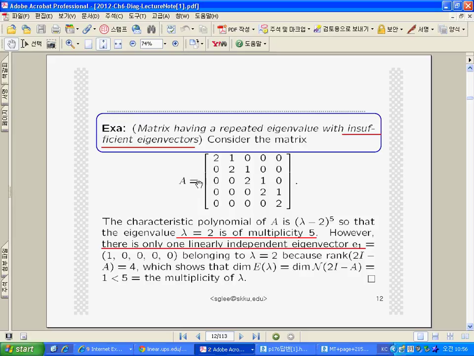The problem is this: a matrix having a repeated eigenvalue with insufficient eigenvectors. Suppose you have a matrix like this. This matrix has the eigenvalue 2, whose algebraic multiplicity is 5. But if you solve the linear system AX equals 2x, you will find only one linearly independent vector in the null space of 2I minus A. So in that case, you only have one linearly independent eigenvector.